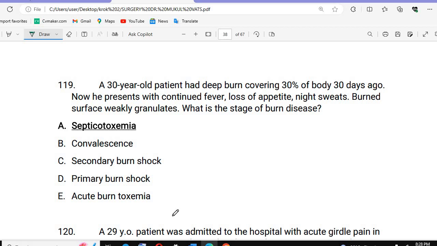Now question number 119: a 30-year-old patient had a deep burn covering 30% of the body for 30 days. Now he presents with continued fever, loss of appetite, night sweats, which are B-type symptoms, and the burnt surface weakly granulates. What is the stage of the burn disease?